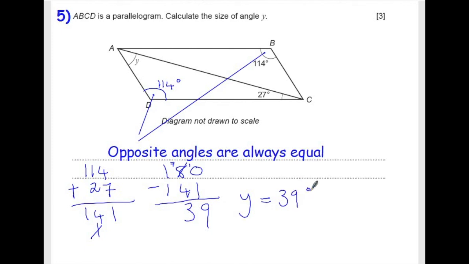There is another method that we can use to work out y by adding up these two and taking away from 360 and then finding out what's left for A and C. However, this way, it's the quickest method to work it out.